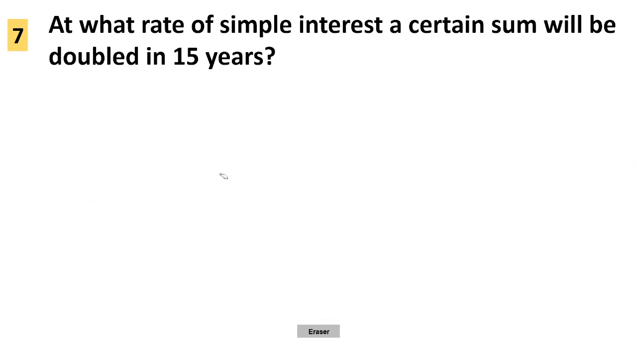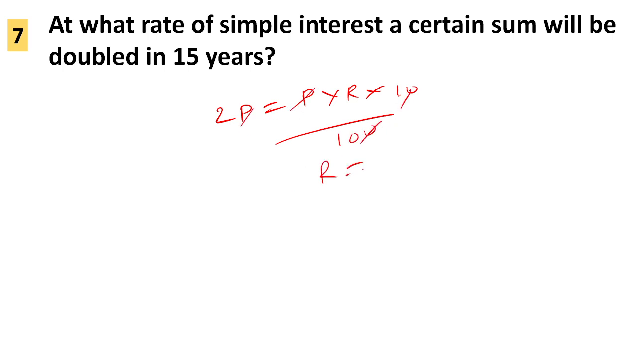Let's take one example. Let's see if we want the triple. So simple interest will be 2P. Take 1 minus. Whenever they ask for 3 times, take it 2P. Whenever they ask for 4 times, take it 3P. So 2P equals P into R into, let's take 10 years, by 100. I will solve this, so PP get cancelled, so the rate is 2%.